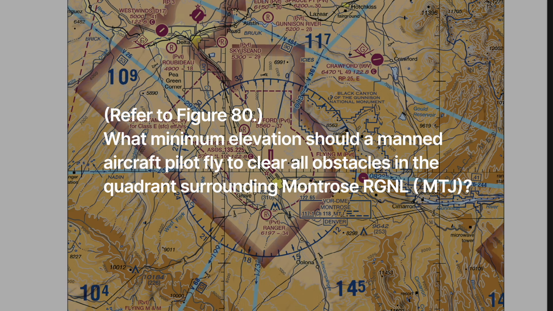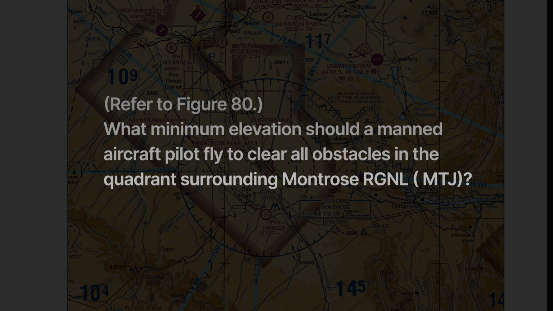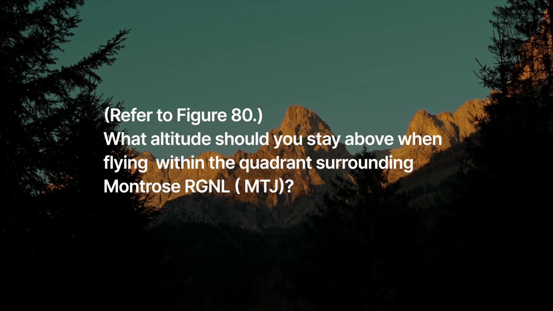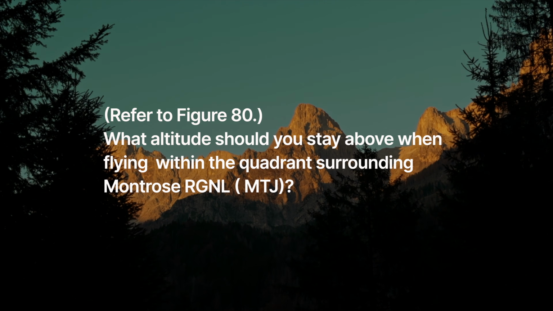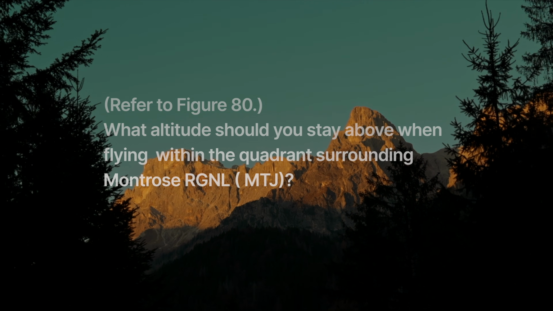Refer to Figure 80. What minimum elevation should a manned aircraft pilot fly to clear all obstacles in the quadrant surrounding Montrose Regional Airport? That's MTJ. Before your brain even thinks about answering the question, set your mind to evaluating or analyzing the question first. What the question really is asking is this: what altitude should you stay above when flying within the quadrant surrounding Montrose Regional Airport, MTJ? It's the same exact question, only I configured it so that it's easier to answer.